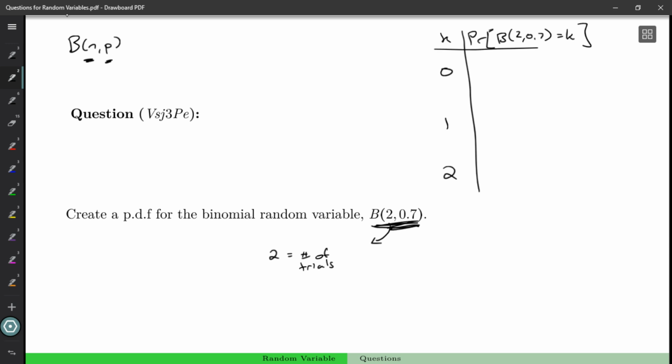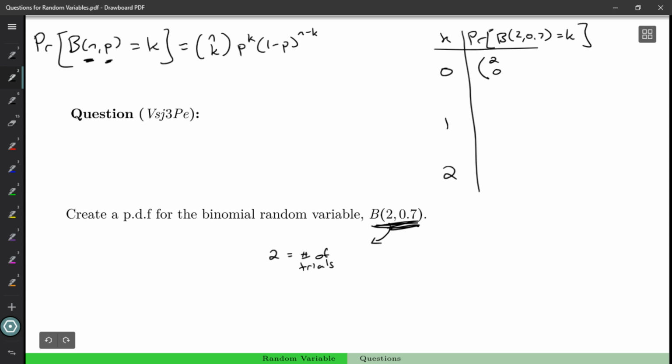So now we've got to move on to the probabilities. Fortunately, there's a nice little formula for that. Okay, always n choose k, p to the k, (1 minus p) to the n minus k. Okay, we have the information. We know the k values we want.